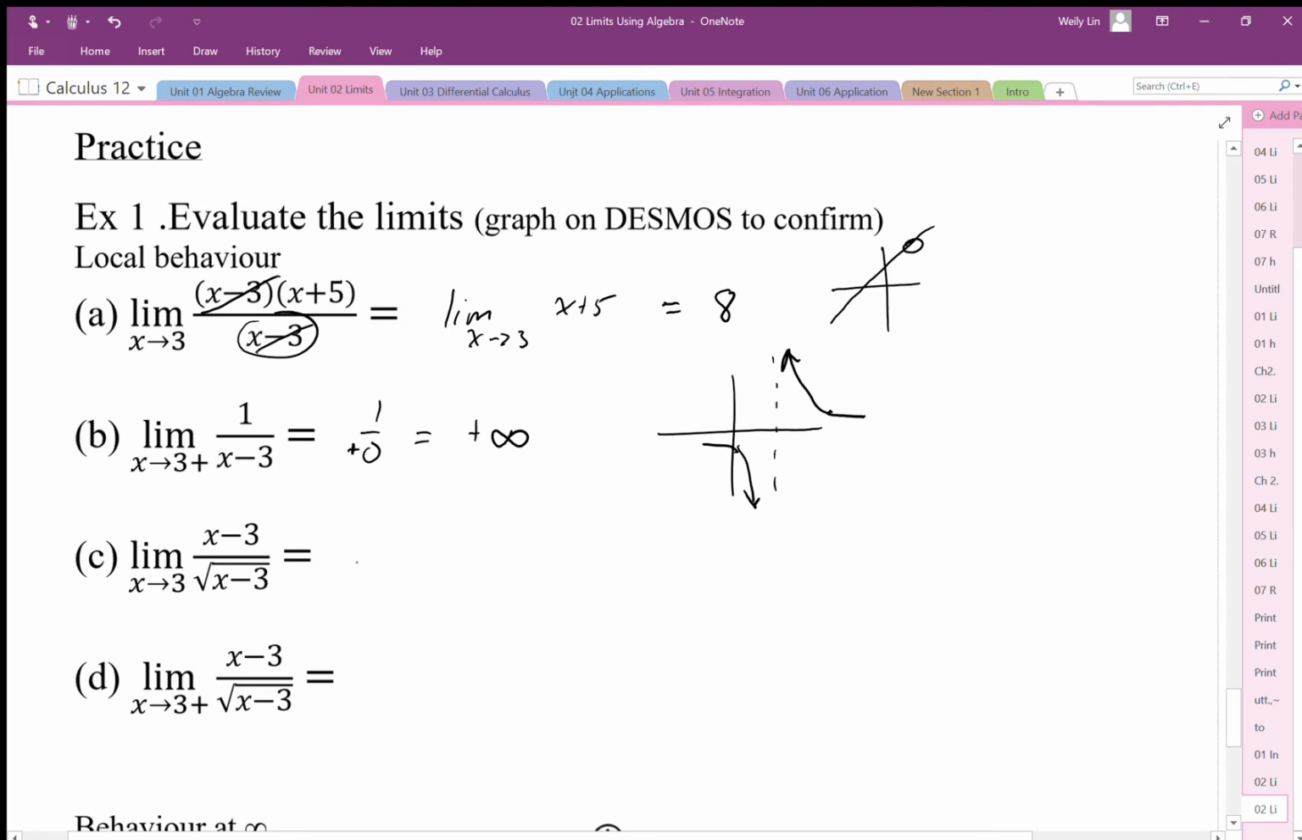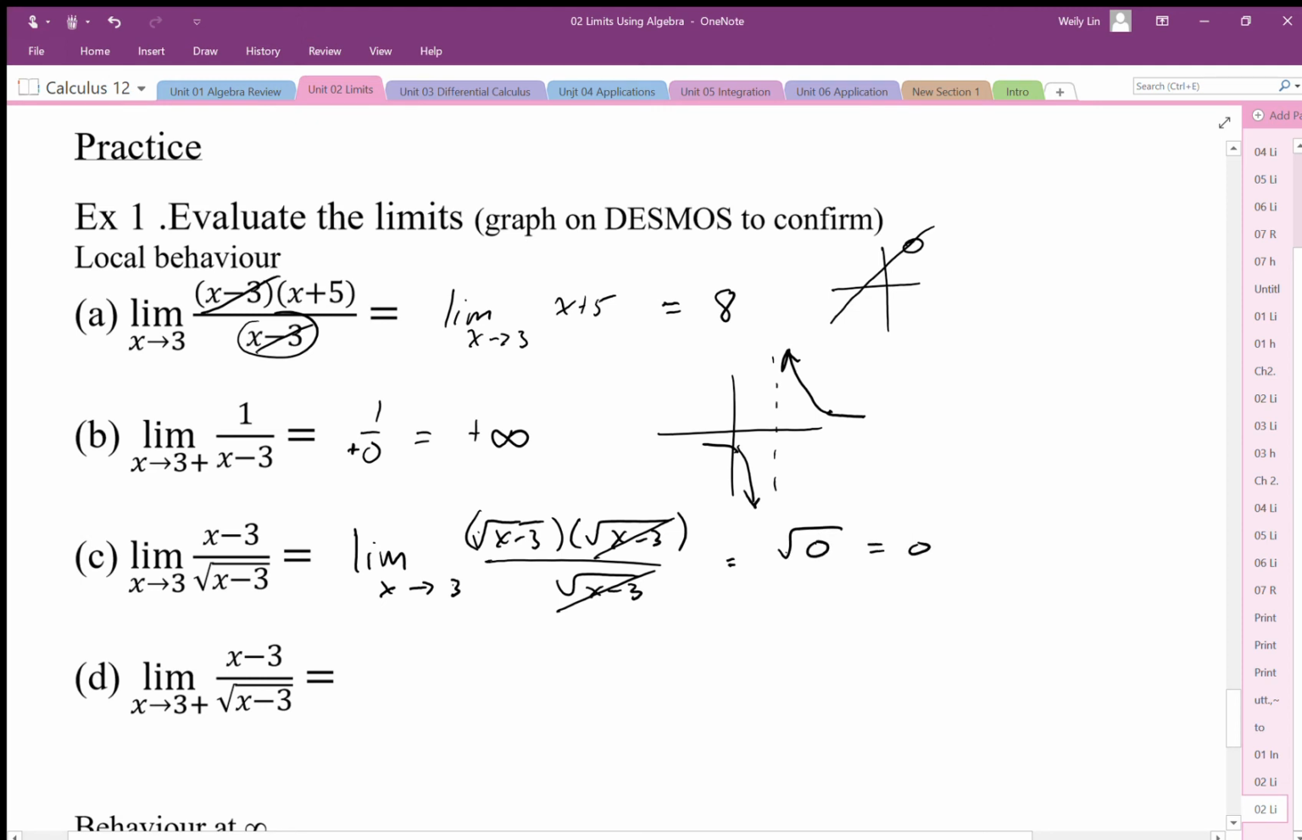Well, this is a bit of a trick, but we know that the square root of x minus 3 times the square root of x minus 3 is x minus 3. So I'm going to express the numerator like this. And then I'm able to algebraically get rid of that divide by 0. Well, if I can get rid of the divide by 0, I can evaluate that limit as 0. Okay.